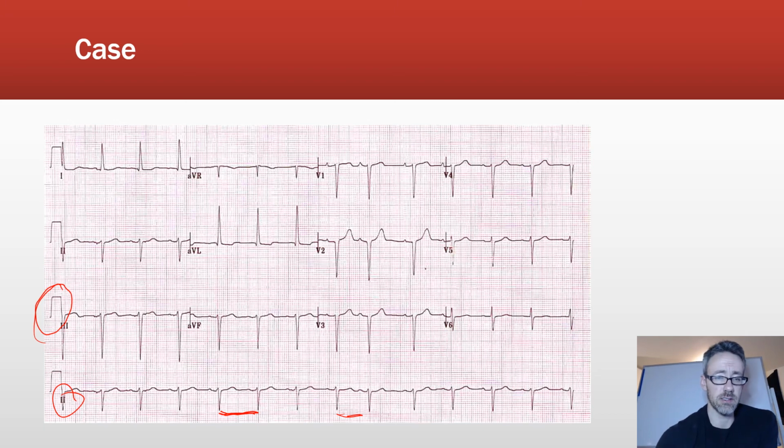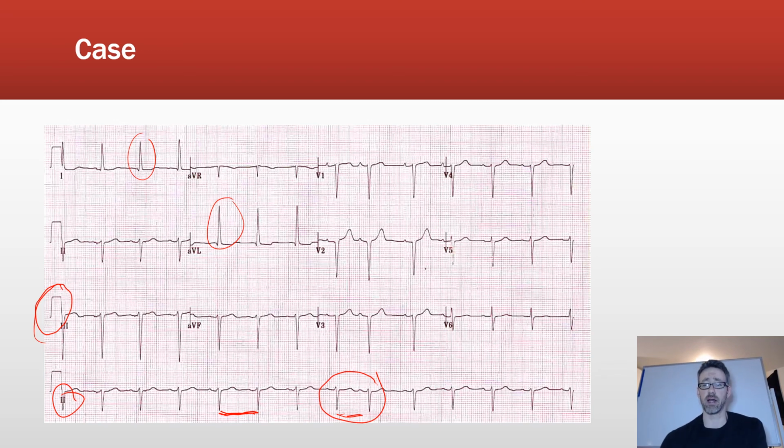The axis: down in 2, up in AVL and in 1, and it's moving away from that. We can't really find any good biphasic or isoelectric complexes in 2. So I would say that this is probably a left axis type deviation. So it looks like maybe some left axis deviation, fairly regular rhythm. I probably want a longer rhythm strip to see if there's a pattern with that.